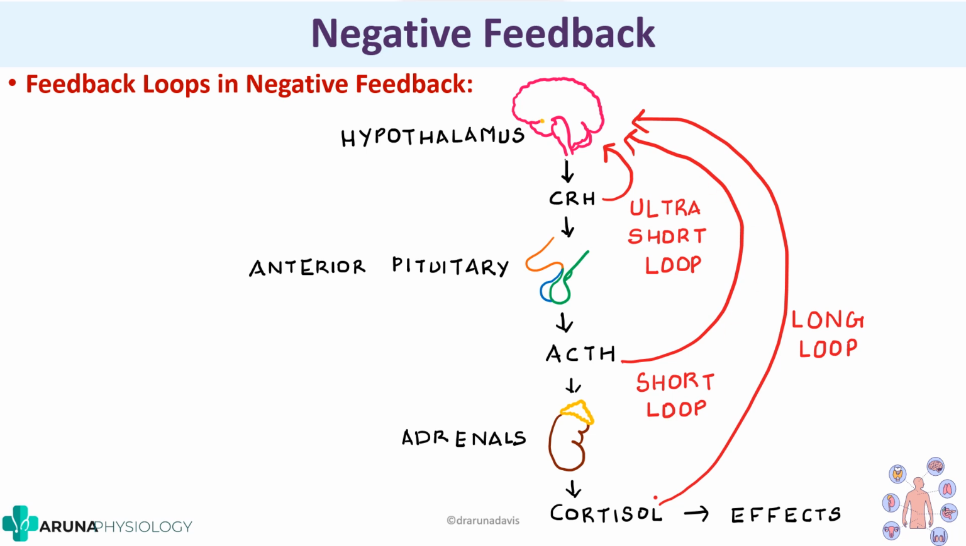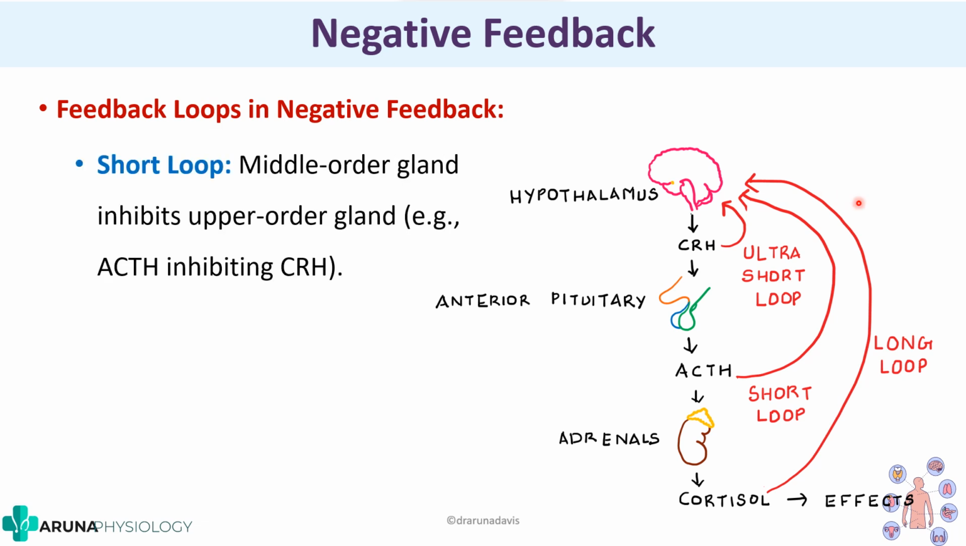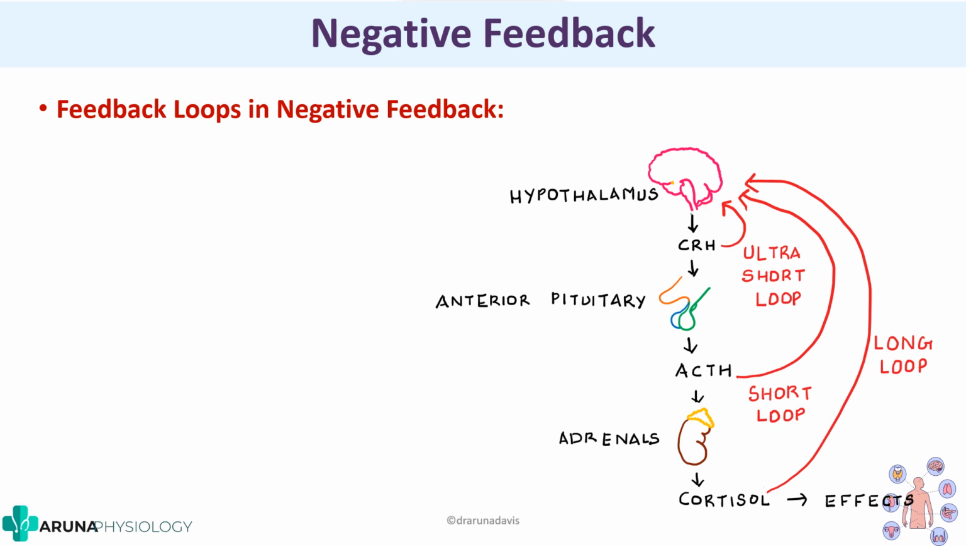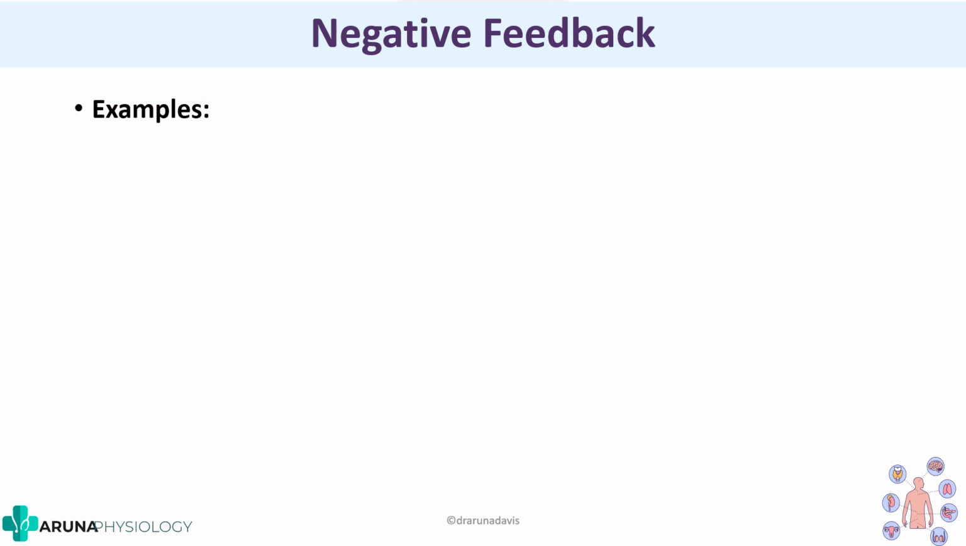Long loop is in which the target gland hormone inhibits the upper order gland, like cortisol inhibiting the CRH. The short loop is when the middle order gland inhibits the upper order gland. That means the ACTH is inhibiting the CRH. And ultra short loop means the hormone inhibits its own secretion, like CRH inhibiting its own secretion. So like this, we've got many axes inside our body which act on these different loops.